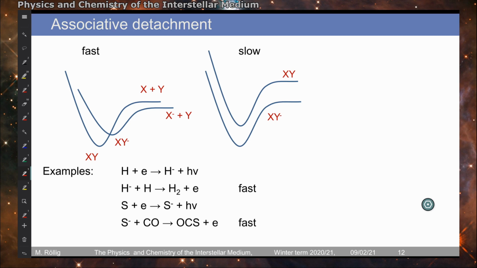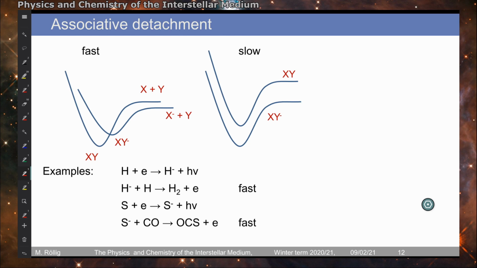We have also the possibility to perform an associative detachment. An example is that we have H plus an electron forming an H minus, so for charge conservation, plus an emitted photon, or an H negative colliding with a neutral hydrogen forming molecular hydrogen plus an electron, which is a fast process.